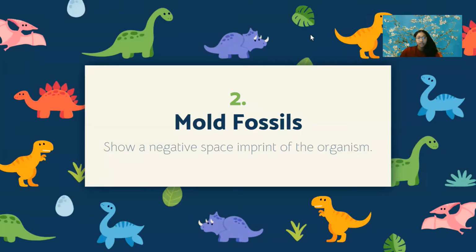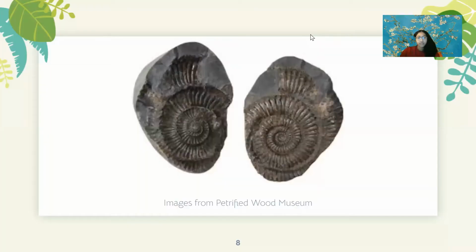Next are mold fossils. These show a negative space imprint of the organism. This mold fossil shows the impression left by a creature. It's very similar to handprints you might see from celebrities in Hollywood.